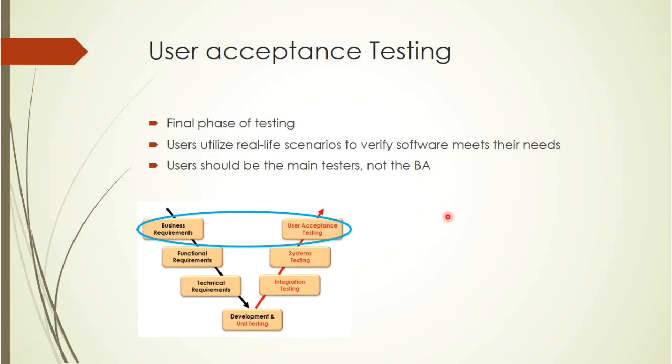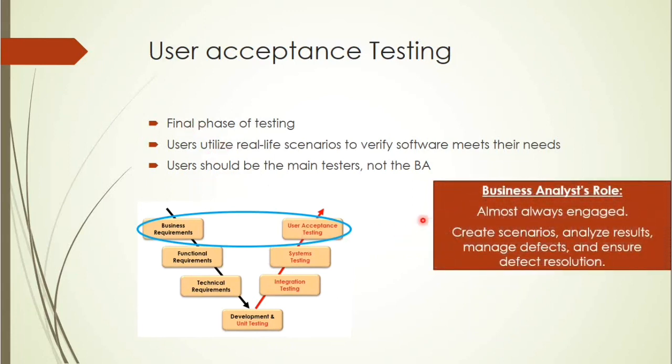Is there any kind of dependency of the business analyst role in this phase? So yes, the answer is they are almost always engaged in this type of testing. And what are their role and activities in this type of testing? They create the scenarios, they analyze the test results, and manage the defects. At the time of testing and validation, if they find any issue, they manage all those issues. They ensure that all those defects are fully resolved before delivering any software product to the customer. So the role of the business analyst in this phase is very critical and important.